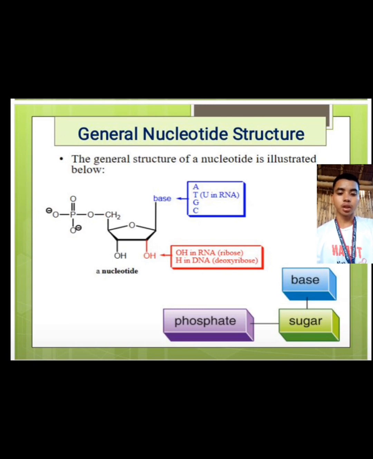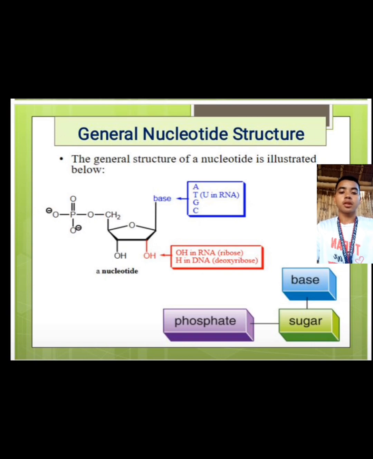The 5 carbon atom of one sugar molecule links to the 3 carbon atom of the next sugar molecule in the chain, forming a sugar-phosphate backbone. This linkage occurs through phosphodiester bonds. When nucleotides join together via phosphodiester bonds, they create nucleic acid chains such as DNA and RNA.